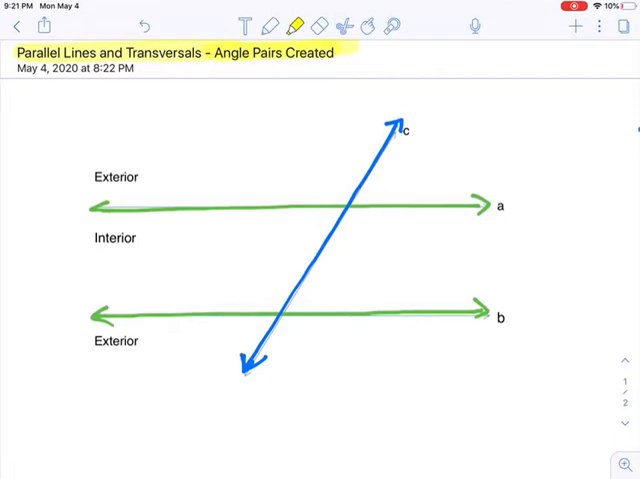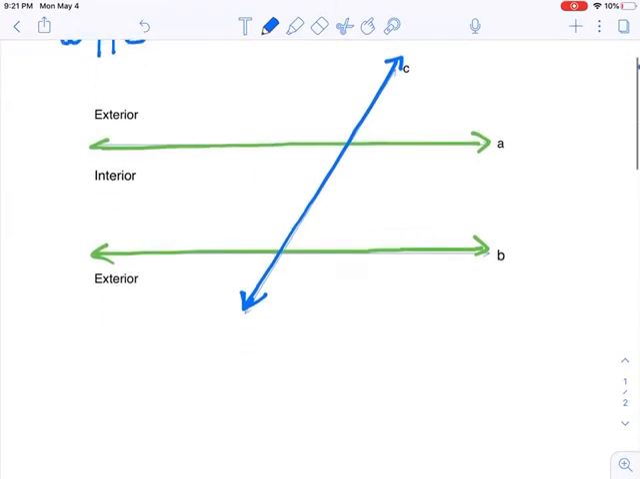So we have our parallel lines A and B, so we can say that A is parallel to B, and a transversal C. Because lines A and B are parallel, the angles that they form with this transversal are either congruent or supplementary. So they have this special relationship.